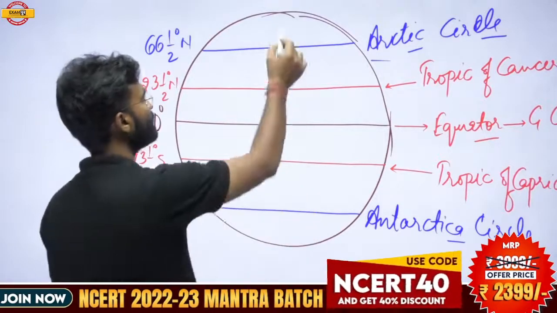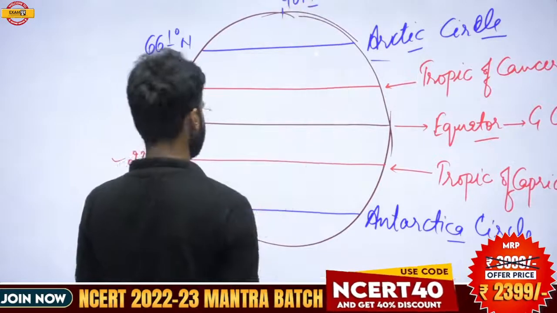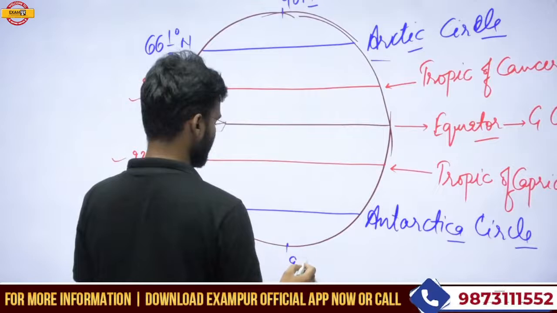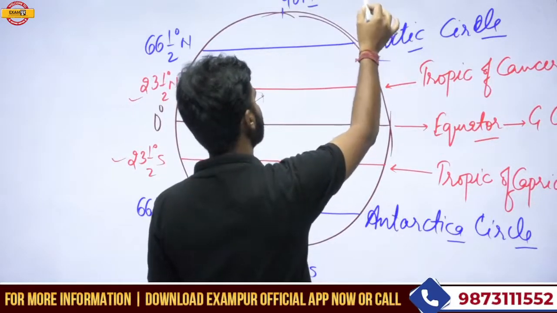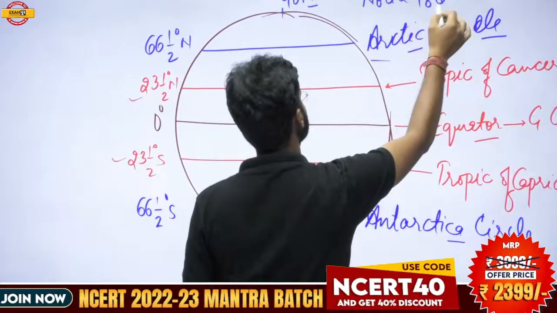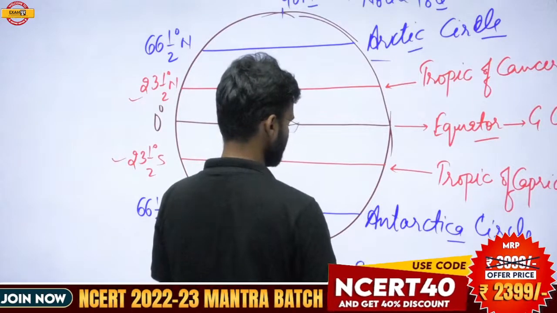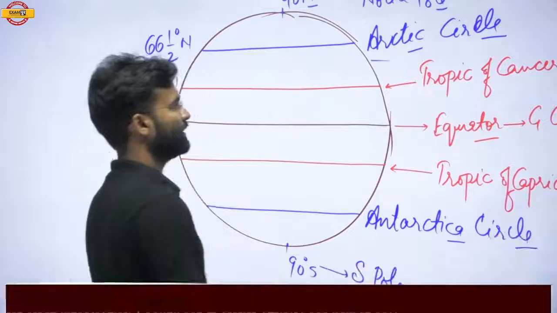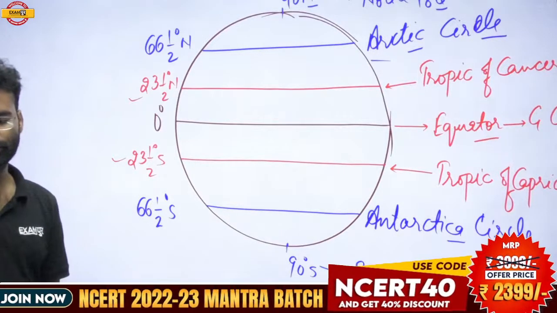Okay, and then the important latitude is 90 degrees north, and this is also 90 degrees south. These latitudes are the polar parts of the Earth, and that is why this is called the North Pole, which is located in the northern section of the Earth, and this is called the South Pole. So these are some important latitudes on the Earth's surface.